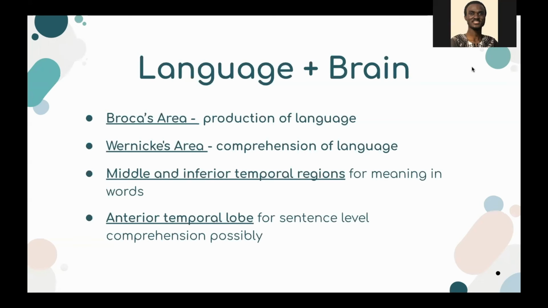For example, if they are asked a question such as, "How are you today?" they would be able to speak a sentence back, but it would be complete gibberish. The middle and inferior temporal regions help process the meaning of words. Lastly, the anterior temporal region is currently being studied due to its possible correlation with sentence-level comprehension of language.